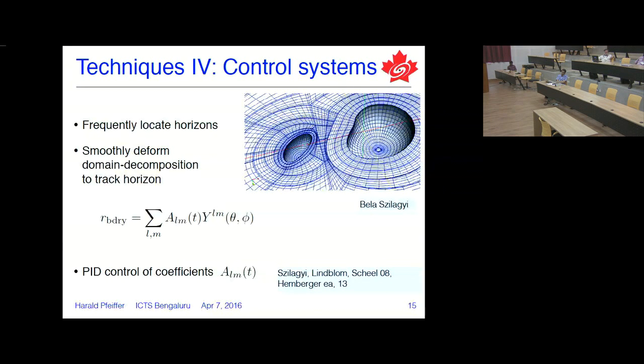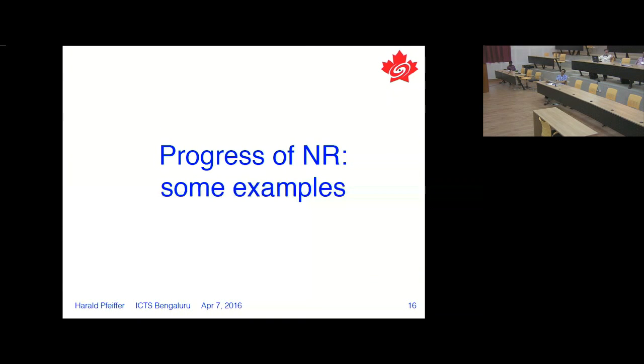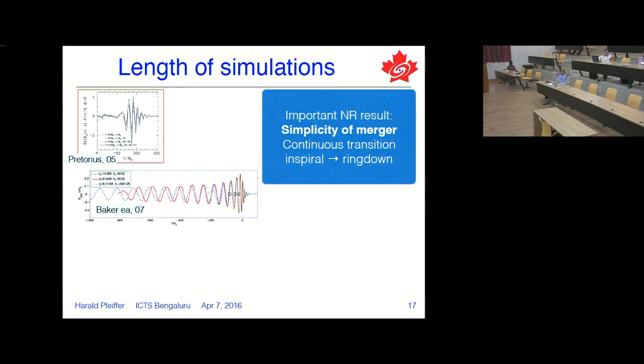Okay, let me now switch over and discuss a few applications of numerical relativity and give you some context of how much the field has improved over the last years. Starting with slide 17, one illustration of improvement is the length of the simulation, where Pretorius in 2005 only simulated the merger with very little inspiral, and the Goddard group and other groups very quickly thereafter, RIT as well, pushed this up to about 5 orbits.